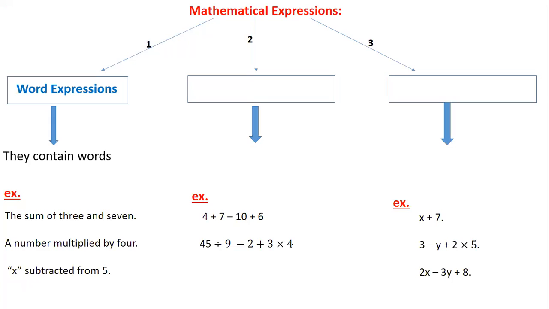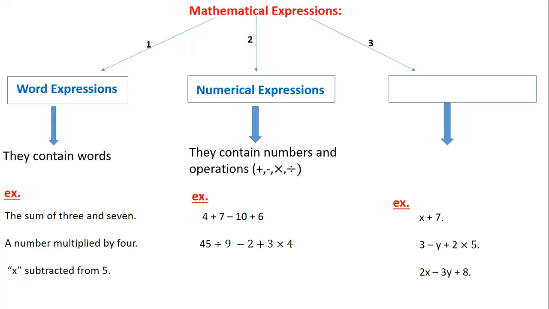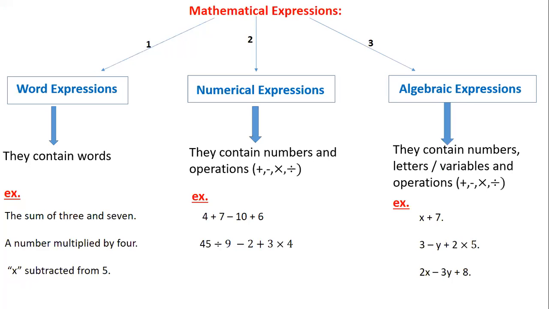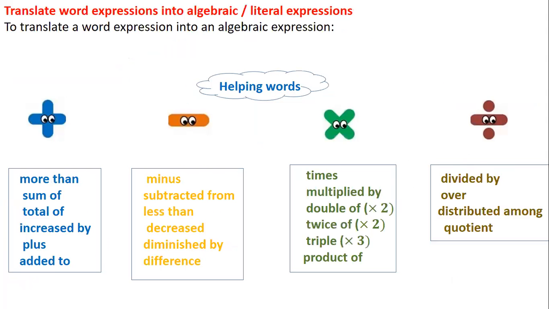We have the numerical expressions, which contain numbers and operations. We have finally the algebraic expressions, which contain numbers, operations, and variables. So in an algebraic expression, we have also variables or unknowns or letters.